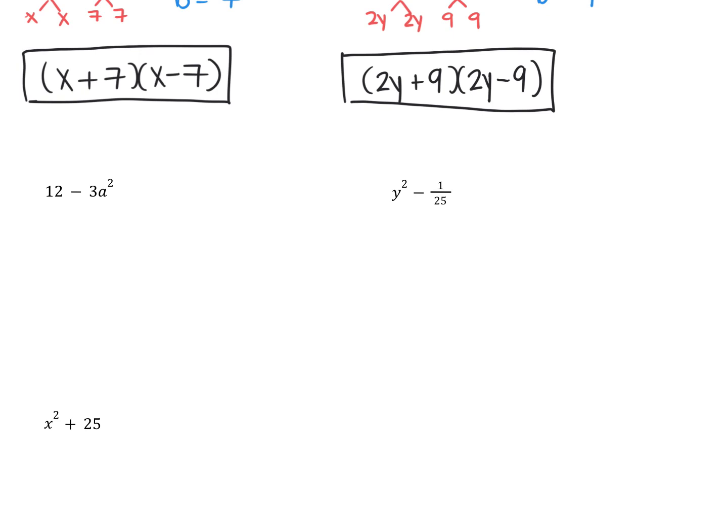All right, our next example, 12 minus 3a squared. I'm looking at this, 12 and 3 are not perfect squares. So what I'm going to do here is factor out a GCF. 12 and 3 are both divisible by 3. So I'm going to factor out my 3. I'm going to be left with 4 minus a squared.